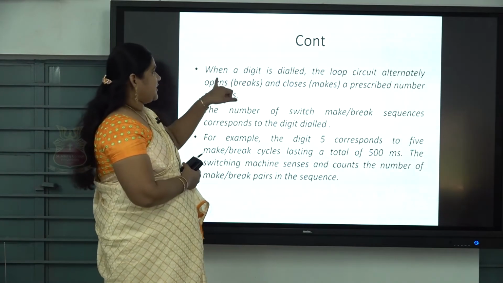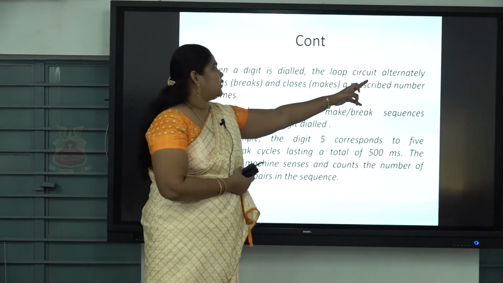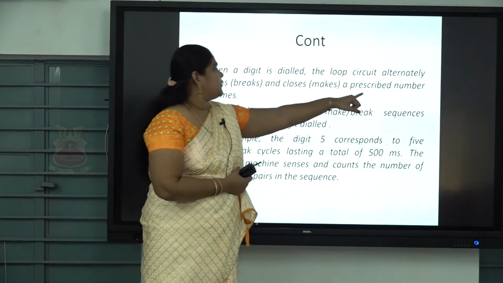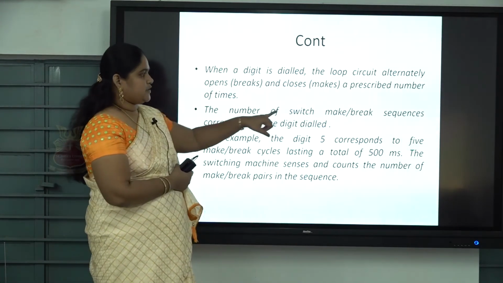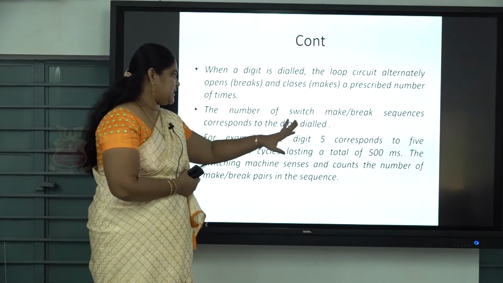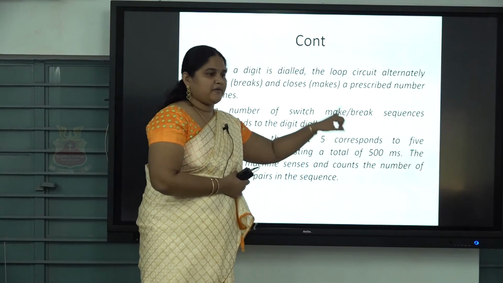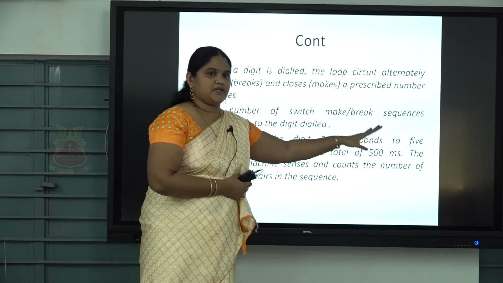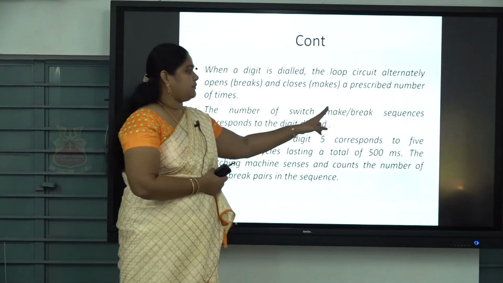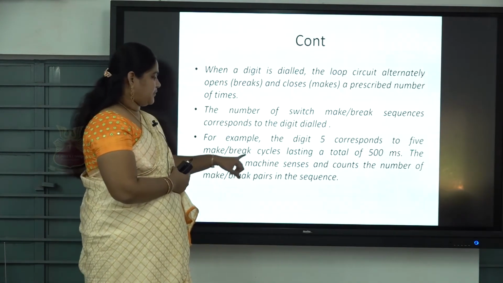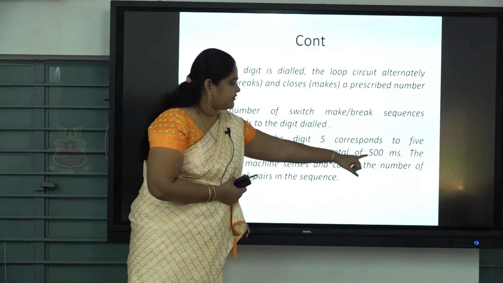The same thing I am writing. When the digit is dialed, the loop circuit alternatively opens (break) and makes signal a prescribed number of times. The number of make-break sequences corresponds to the digit dialed. That means if you are pressing number 5, 5 make-break sequences will be there. If you are pressing 3, 3 make-break sequences will be there. For example, the digit 5 corresponds to 5 make-break cycles lasting a total of 500 millisecond.